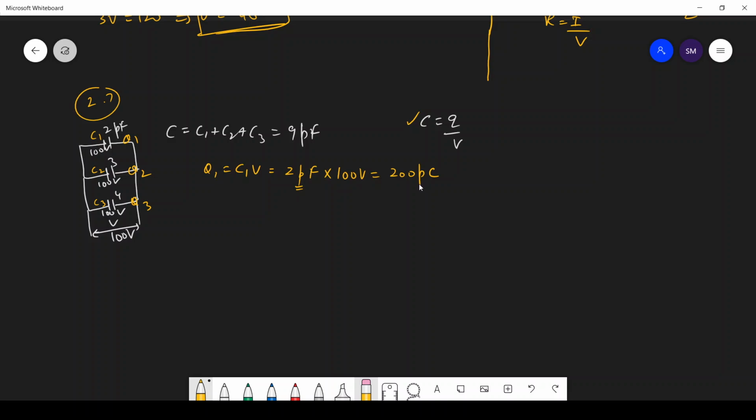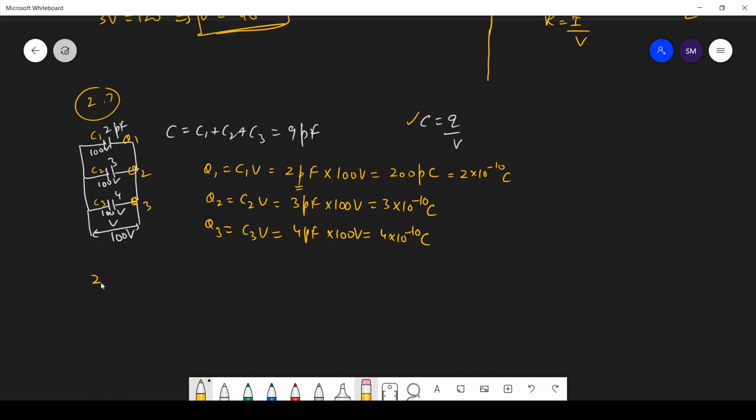So you can write it like this, 10 raised to minus 12, and this can further be reduced to 2 into 10 raised to power minus 10 coulombs. Similarly, Q2 will be C2V, and what is C2? This is 3 picofarad into 100 volt. So similarly, you can write this as 3 into 10 raised to power minus 10 coulombs, and Q3 will be equal to C3V, that is 4 picofarad into 100, which equals 4 into 10 raised to power minus 10 coulombs.